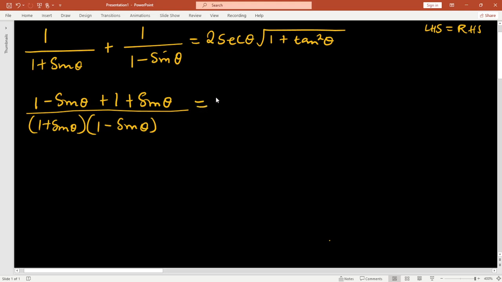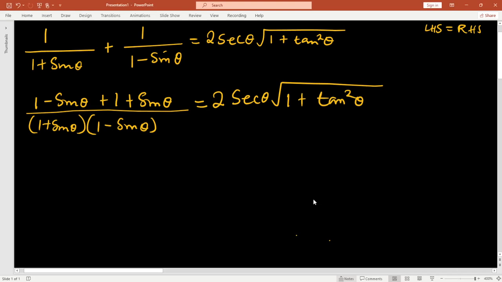Then here we have 2 sec theta, the root of 1 plus tan squared theta, like that.